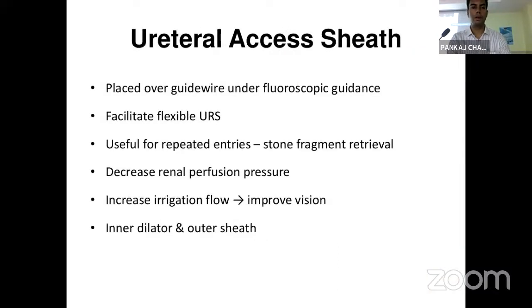Ureteral access sheath is placed over a guidewire under guidance. It helps in flexible URSL. It is useful for repeated entries, stone fragment retrieval, decreasing renal perfusion pressure, and increasing irrigation flow, which improves vision. There is an inner dilator and an outer sheath.